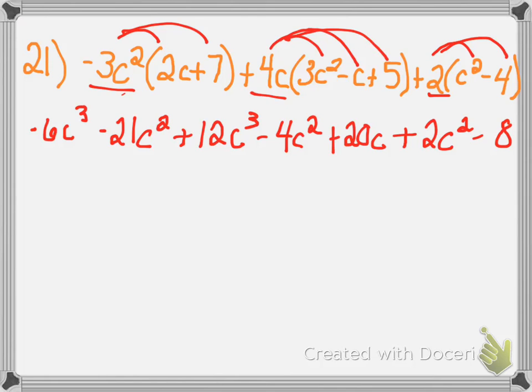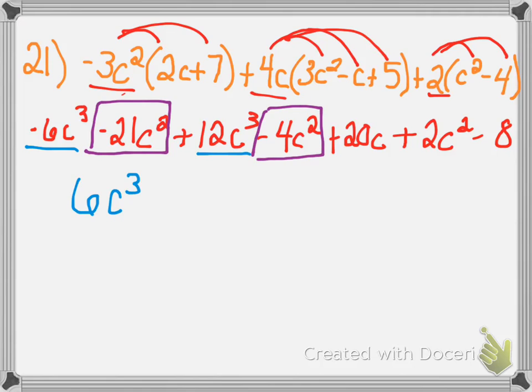Once you've distributed, you need to go through and start combining like terms. So the first thing I look at is -6c to the third. That goes with 12c to the third. So -6 plus 12, that's 6c to the third. When I add and subtract, don't change your exponents. Then next I'm going to look at -21c squared. It goes with -4c squared and 2c squared. So -21 minus 4 is -25. Then plus 2, that gives me -23c squared.